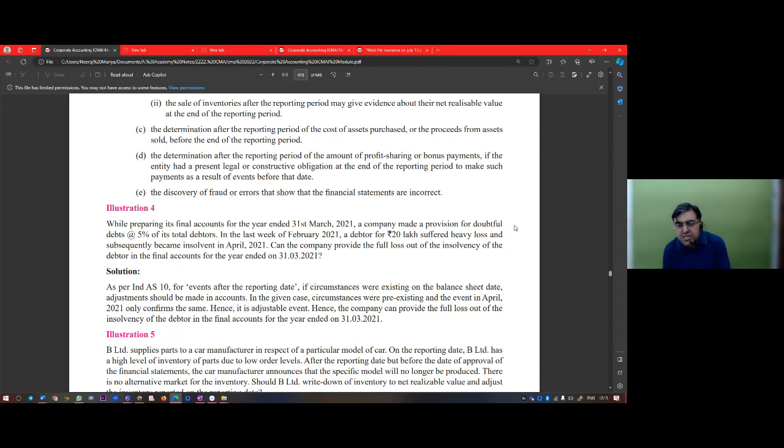Guys, accounts are not yet approved, so this will be adjusted. This is called an adjusting event. It can be adjusted in the financial year. Circumstances were existing, the customer is bad, he can become a loss asset, and it has happened before the accounts are approved by the Board of Directors.